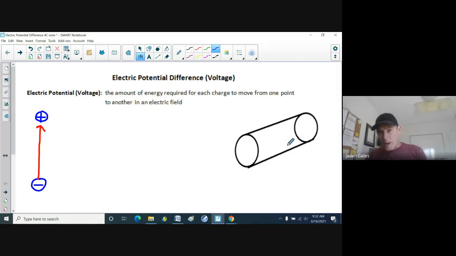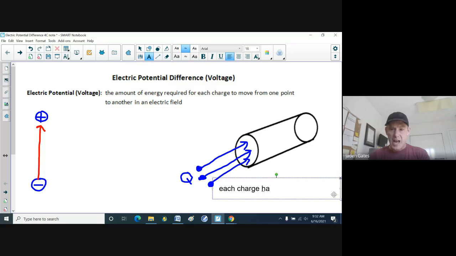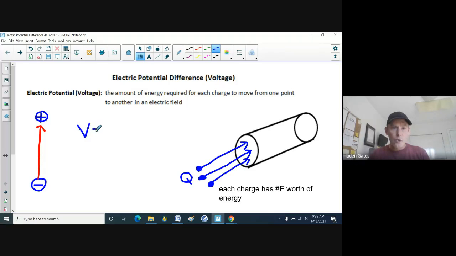So again, here's my wire over here, we have charge moving through the wire, right? We have these charges, and Q, again, is the amount of charge in coulombs that flows through this wire. Now, the key here is that each charge has a certain amount of energy because it's been separated from the positives. So they each have delta E worth of energy. Each of these negatives, because they're pulled apart from the positives, has energy. And just like the spring analogy, every spring is different, so every charge is different in certain situations. All right. And so our voltage formula is we're looking at how much energy does each charge actually have.